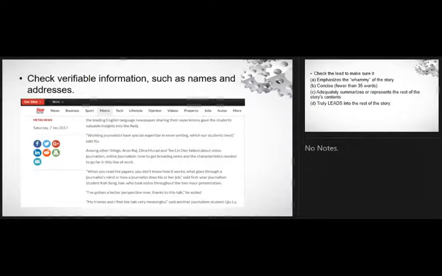Another thing you have to do after you get your news story is check verifiable information such as names and addresses. For example, last time some journalists from The Star came to our campus to give us a speech. They interviewed me, then I checked to see whether they wrote my name correctly without any error. It's fine for a reader like me.